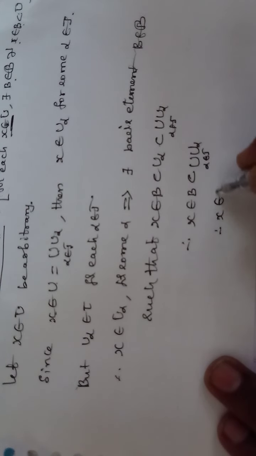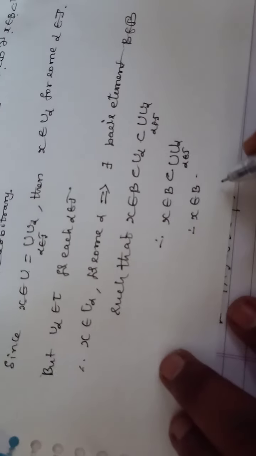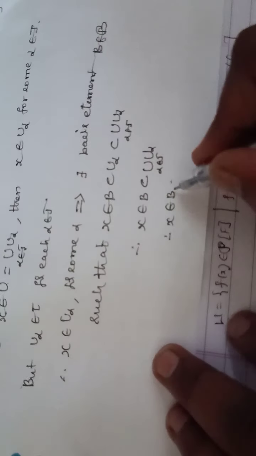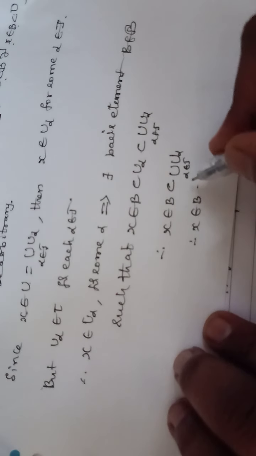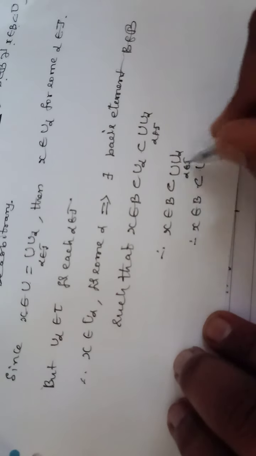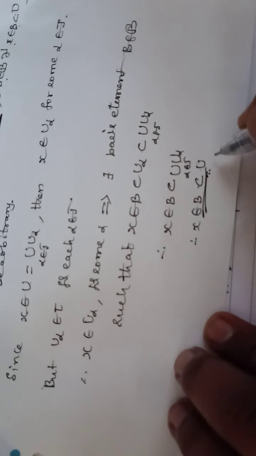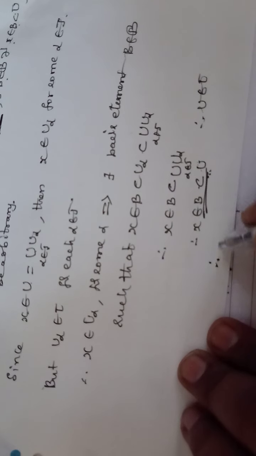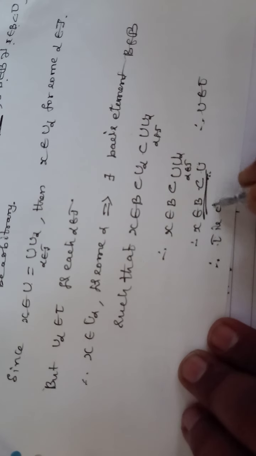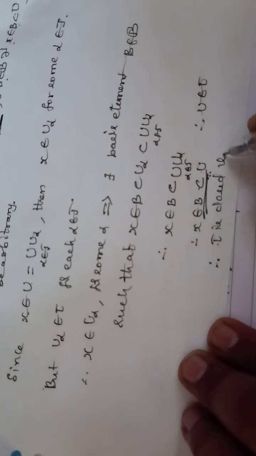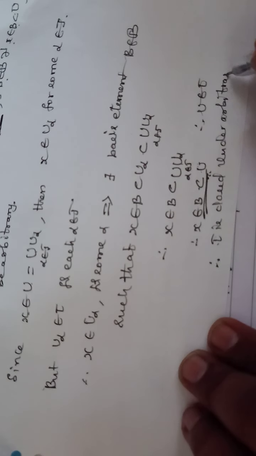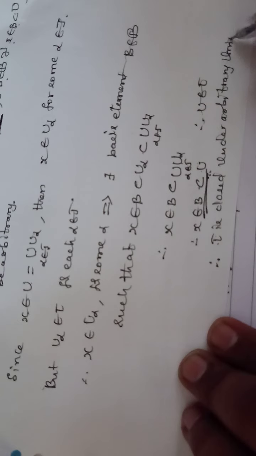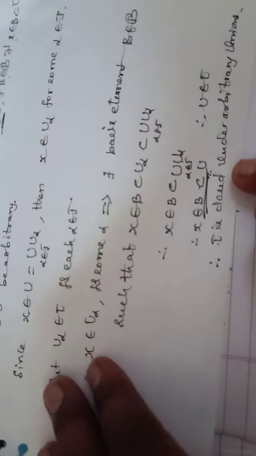Therefore x belongs to b which is contained in u, which is nothing but the union. Therefore we prove the condition. Therefore u belongs to tau. Therefore tau is closed under arbitrary unions.